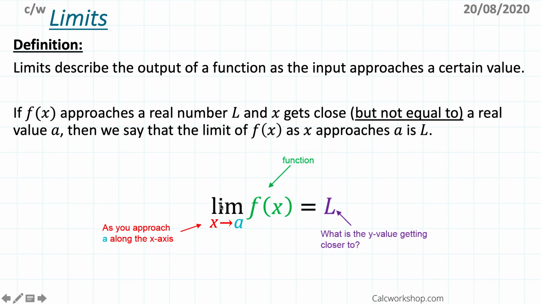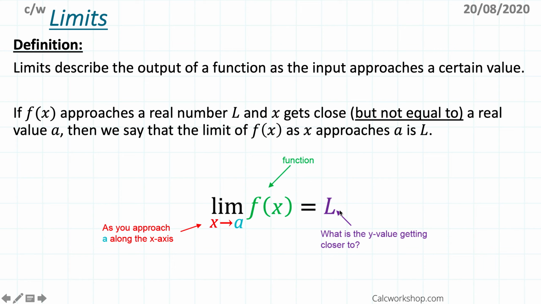So the way we read this, and this is the limit notation, is that we say the limit as x approaches a, so it gets very close to a, but it's not equal to a. The limit of the function as x approaches a is equal to L. So as I'm bringing in numbers very close to a inside my function, it gets very close to a specific number.